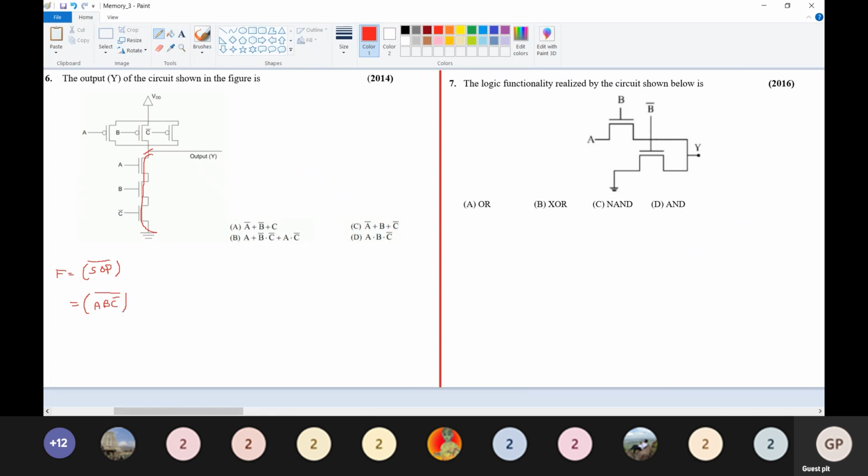Using De Morgan's theorem, this can be further written as F is equal to A dash, the product becomes plus, B dash, again the product becomes plus, and C dash dash, which becomes C. So this is your final expression, which matches A: A dash plus B dash plus C. This is the right answer.